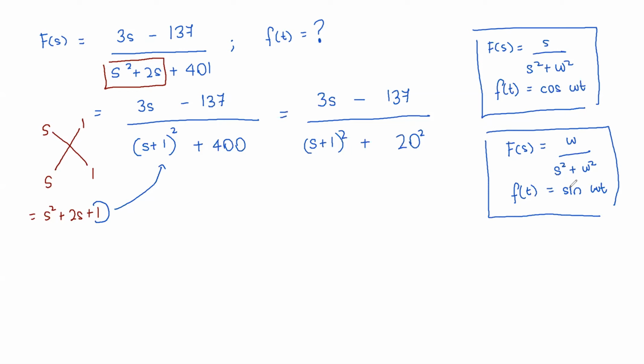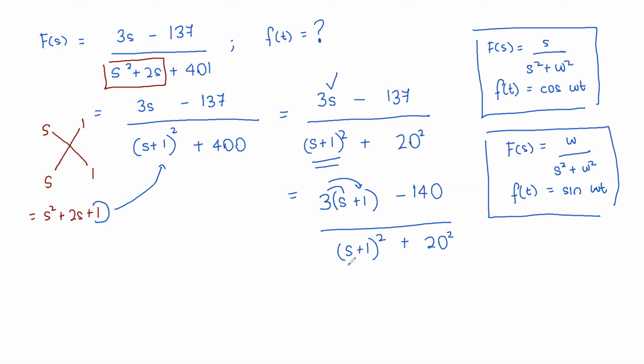Now coming back to our question here. Since this is (s plus 1), you need to put the top one also in the form of (s plus 1). So here I will put 3(s plus 1), which is 3s plus 3. When you have plus 3 here, this will become minus 140 instead. So this will be (s plus 1) squared plus 20 squared.